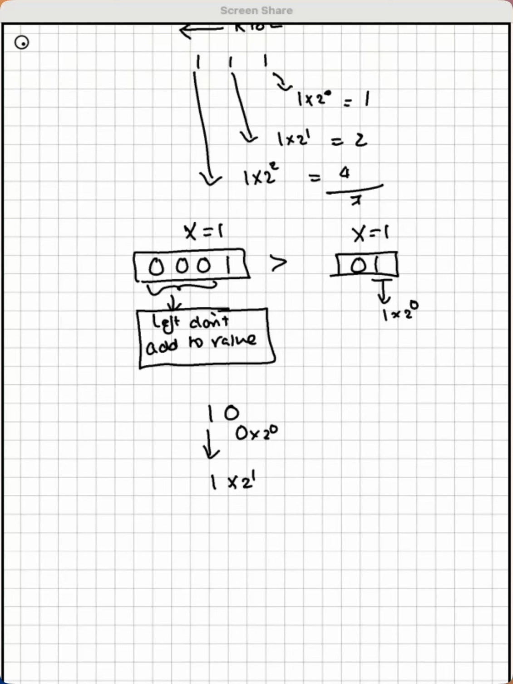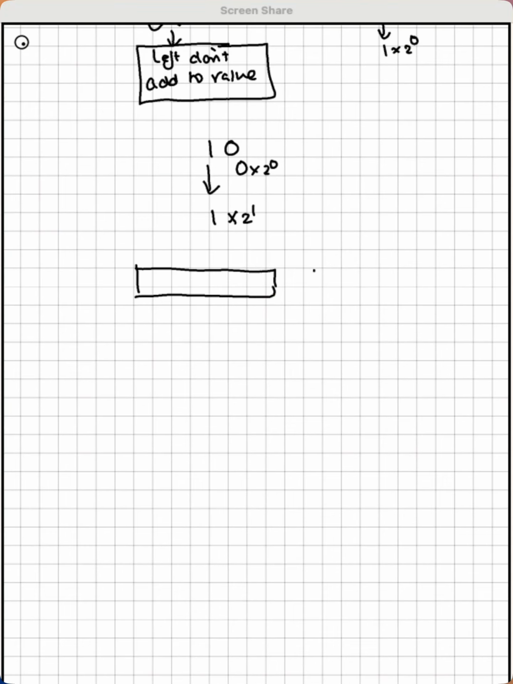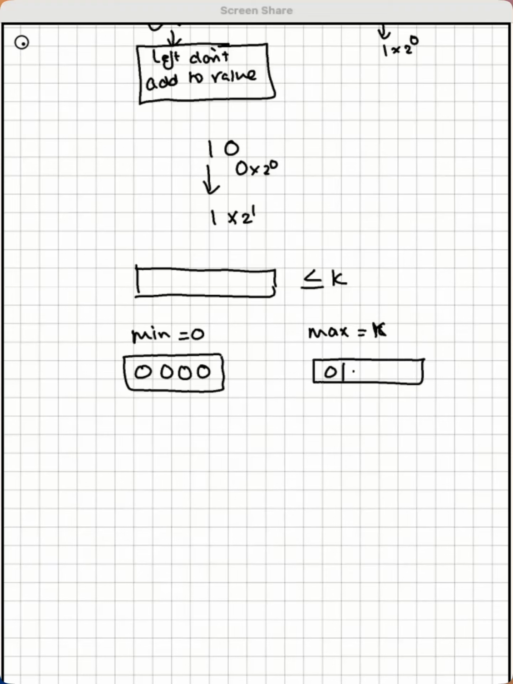Now, what we have to do is find the longest subsequence of value lesser than or equal to k. Okay, so max this value can go up to k and min this value can go down to 0. Okay, what is the minimum of 0? All zeros. A subsequence of all zeros gives me a min of 0. What is the max of k when I start to pick up some ones in between.